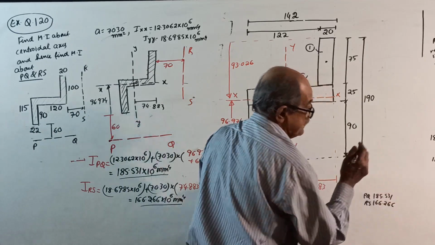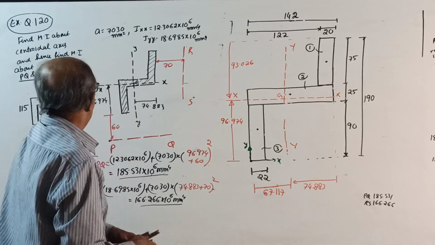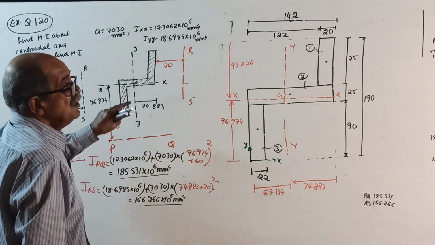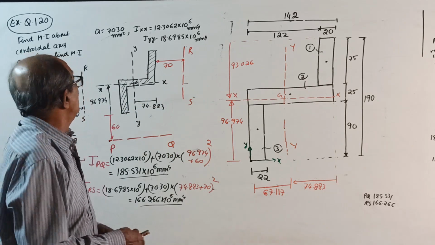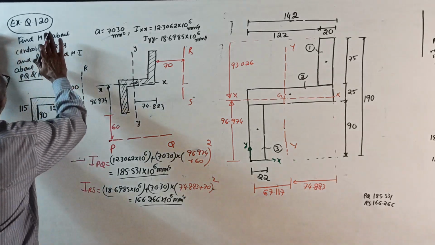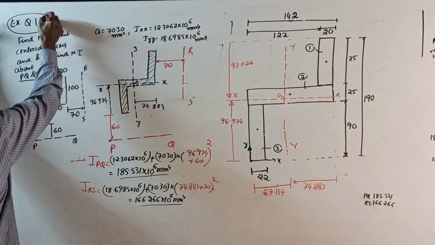166.266, 10 to the power 6. This answer about IPQ, IRS we got using moment of inertia about centroidal axis. Okay. Question number 120 over. Now question number 121. I'll close the question now.